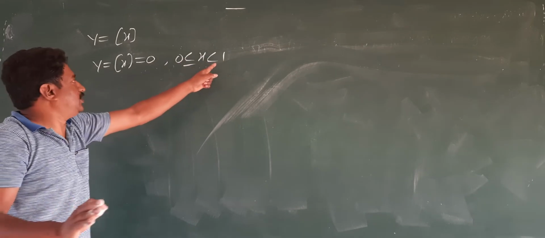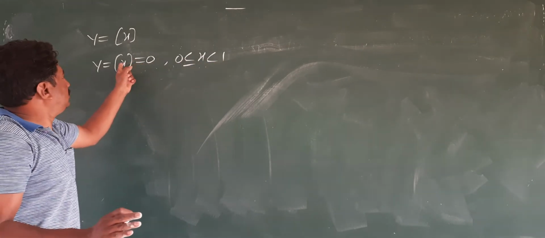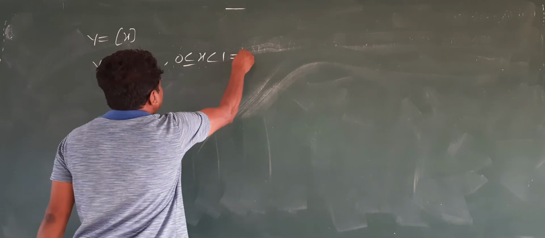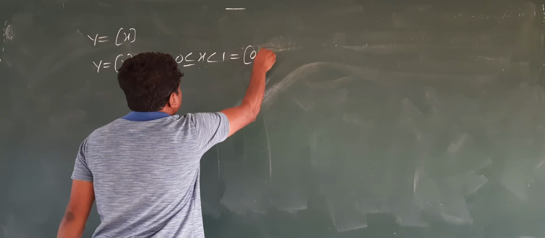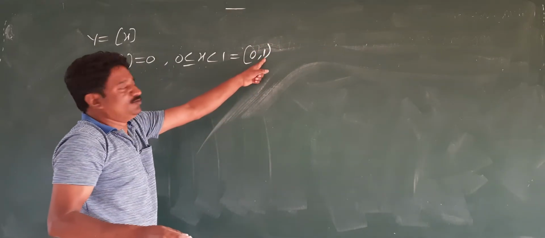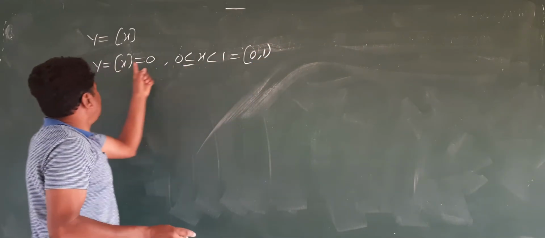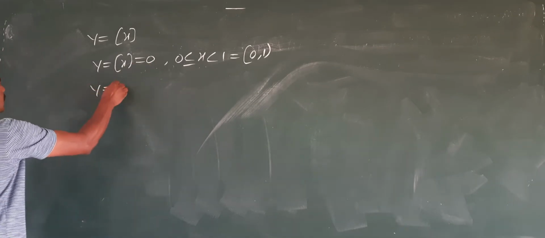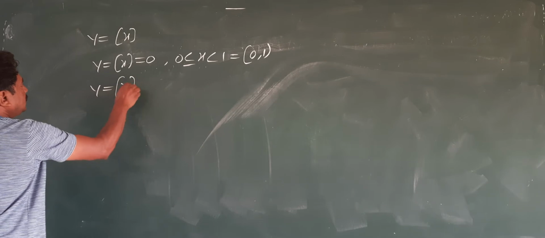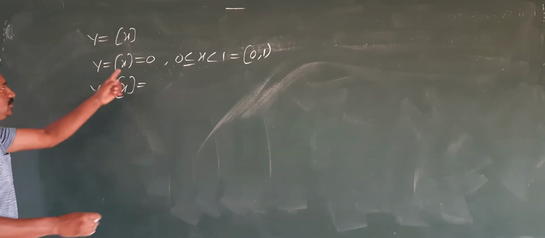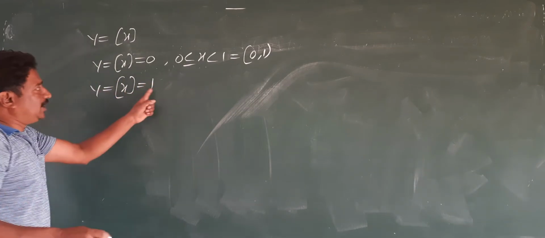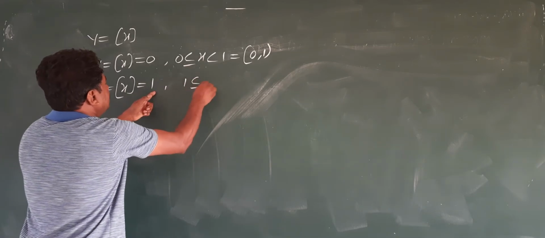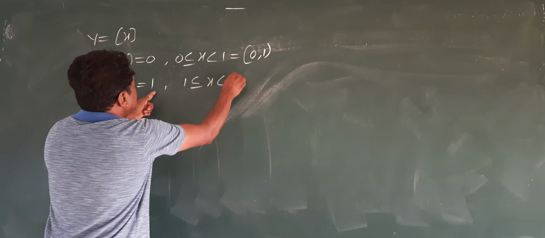Now, if I put x equal to 1, it becomes 1. This is an open interval, so 0 to 1 is open on that side. 1 is not included. If you give 1, you get 1, not 0. So again y equals f(x), which is 1. When does 1 come? For all x lying between 1 and 2.